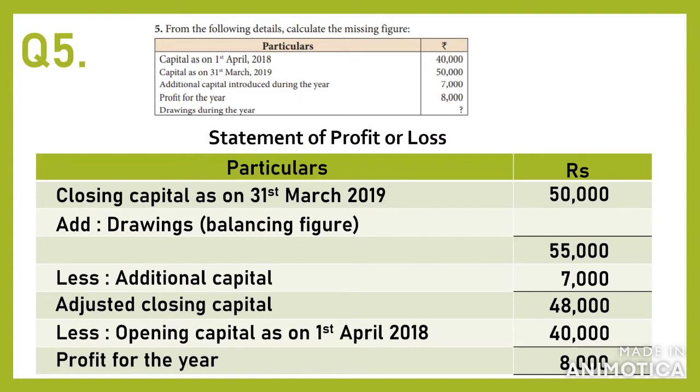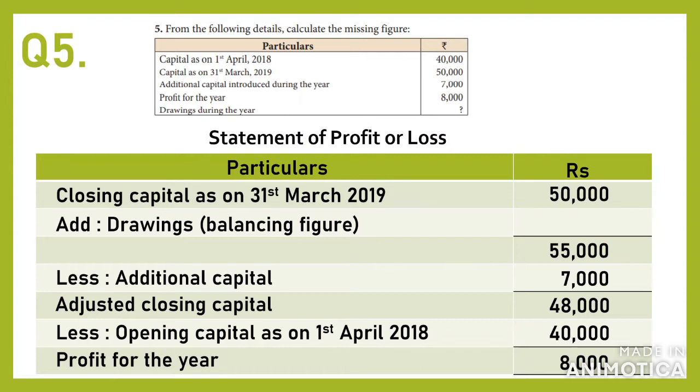You can do a quick check. If the figure on top of 7,000 is 55 and from that figure you reduce 7, how much are you getting? 48. And from 48, if you deduct 40,000, how much are you getting? 8,000. Fine, which means whatever numbers you have populated till now, it's all right. Fine. So now we are trying to find out the drawings.